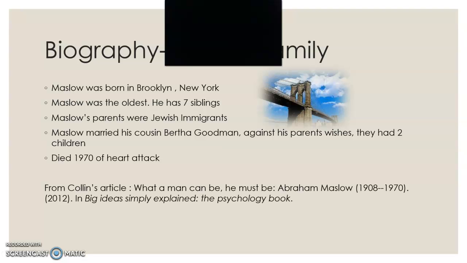So let's dive into what brought Dr. Maslow to that point. He was born in Brooklyn, New York. He was the oldest of 8 children. His parents were Jewish immigrants, and he later on in life married his cousin Bertha Goodman against his parents' wishes, and they had 2 children. And then in 1970, he did die of a heart attack.